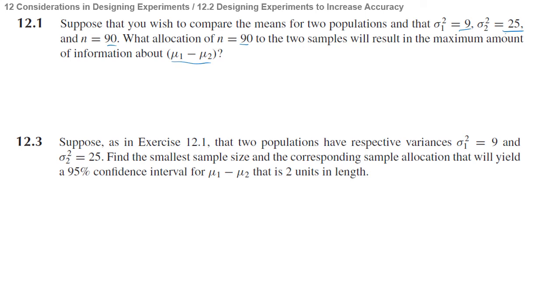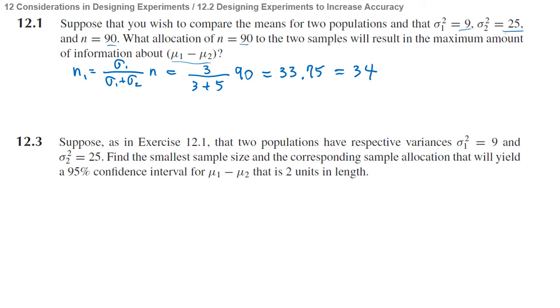The answer was n1 is sigma 1 over sigma 1 plus sigma 2, times n. If you put sigma 1 as 3 and sigma 2 as 5, so 3 over 3 plus 5, n is 90, this is about 33.75, and so the answer is 34.